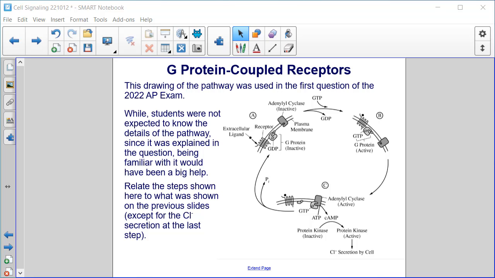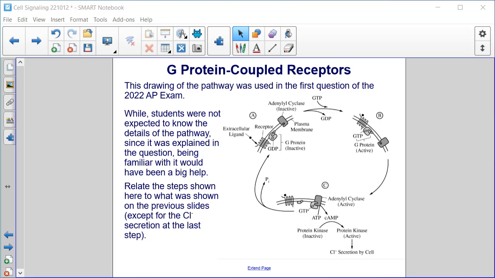This drawing of the pathway was used in the first question of the 2022 AP exam. While students were not expected to know the details of the pathway since it was explained in the question, being familiar with it would have been a big help. Relate the steps shown here to what was shown on the previous slides, except for the chloride secretion at the last step.